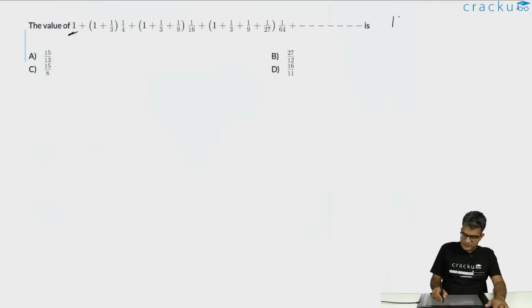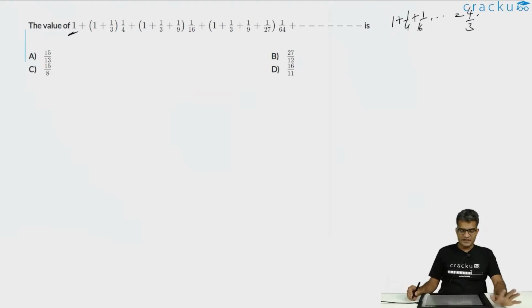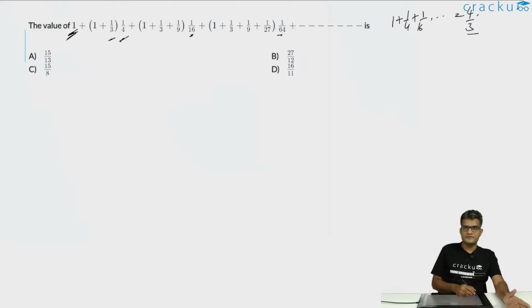the first thing you have to remember is 1 plus 1 by 4 plus 1 by 16 plus dot dot dot till infinity is equal to 4 by 3. Once you have calculated that, the contribution of 1 is 4 by 3. The contribution of 1 by 3 is, it is not starting with the first one, it is starting with 1 by 4, then you have 1 by 16, then you have 1 by 64 and so on. So automatically it is being reduced by 1 by 4 and this is 1 by 3 and not equal to 1. Essentially the contribution of 1 by 3 will be 1 by 4 plus 1 by 16 plus dot dot dot till infinity.